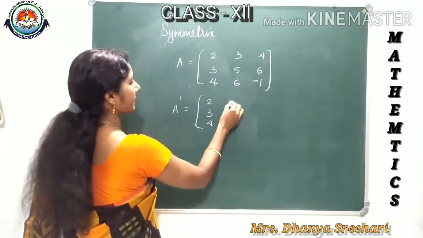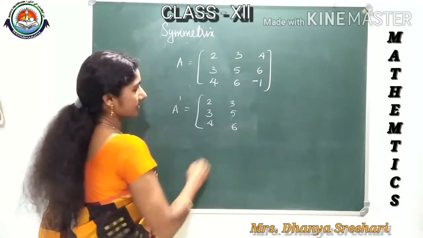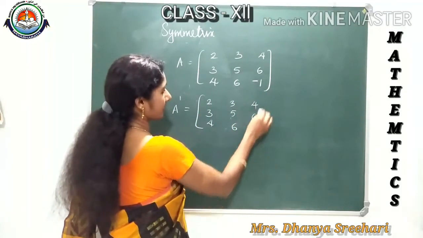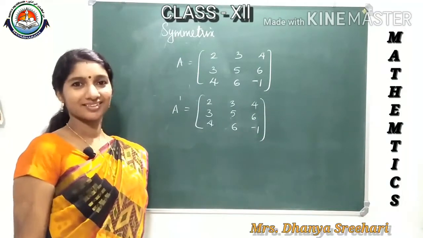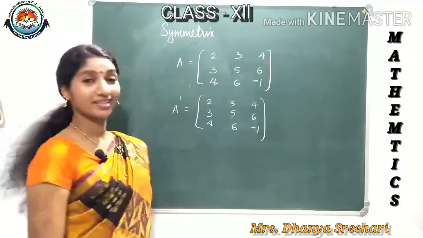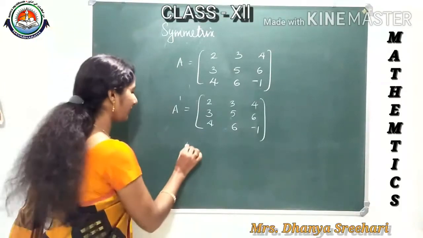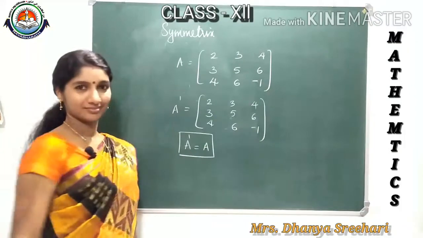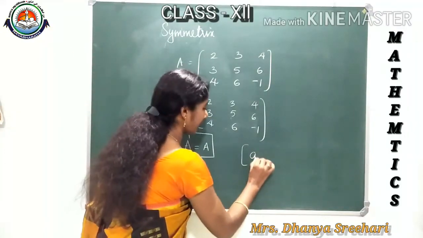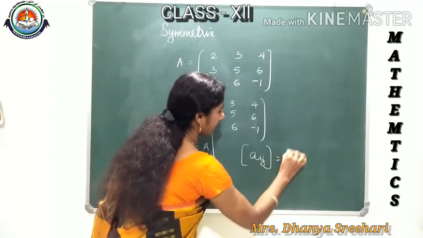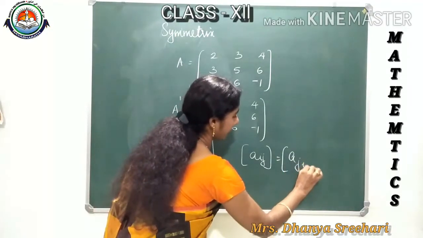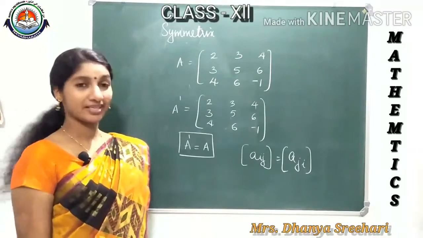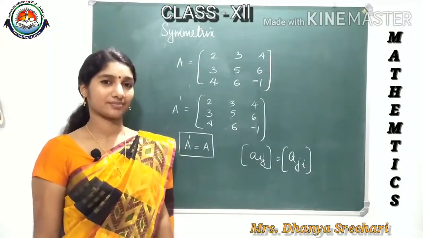Second row becomes second column. That is 3, 5, 6. Third row becomes third column: 4, 6, minus 1. See, they are equal. A transpose and A are equal. That means we got here A transpose is equal to A. That means the matrix entry a_ij is the same as a_ji. Then we will say this matrix is a symmetric matrix.